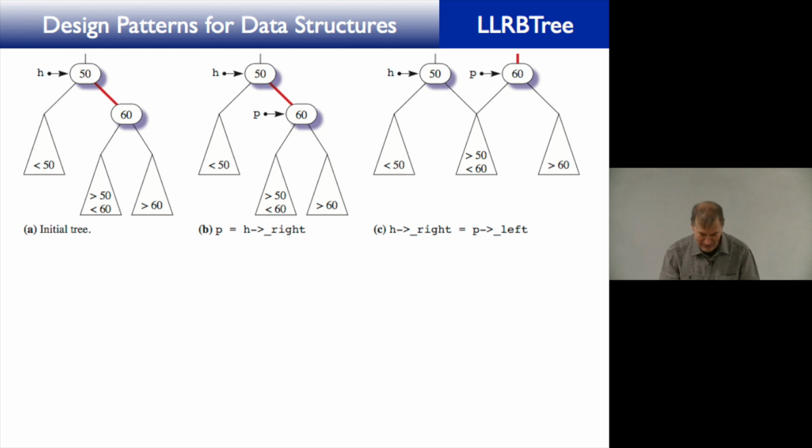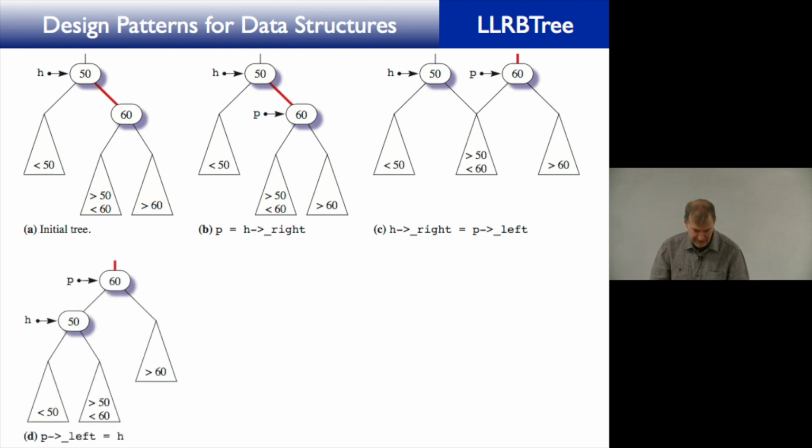And what was the next one? Now what has to happen? Do you remember? P arrow left gets H. So that moves it up there. Are we good? Is everybody clear?